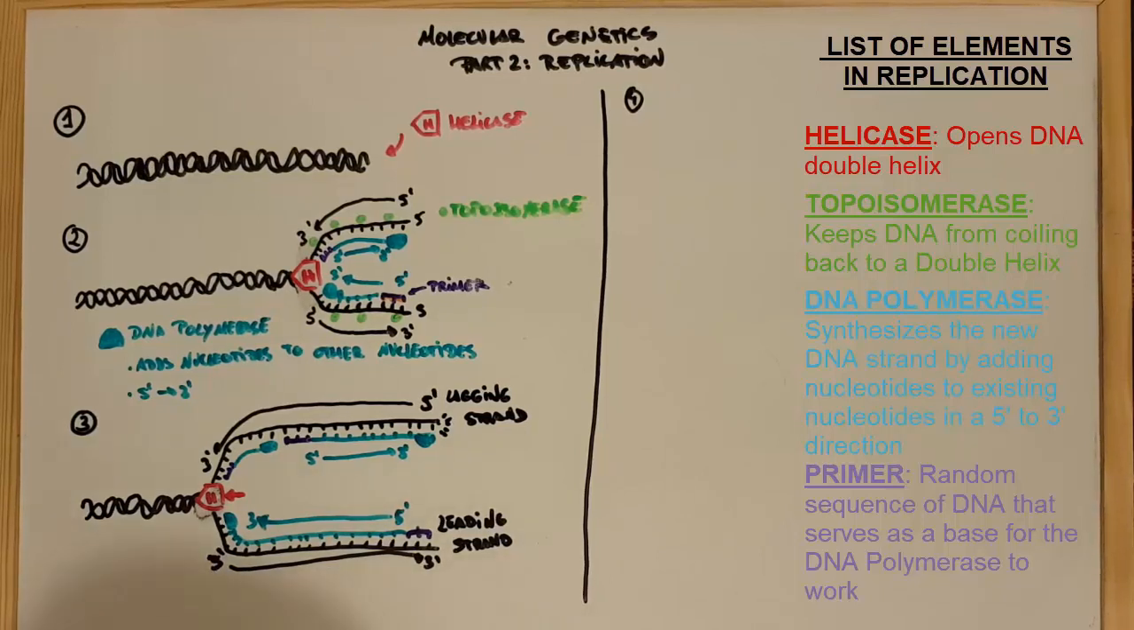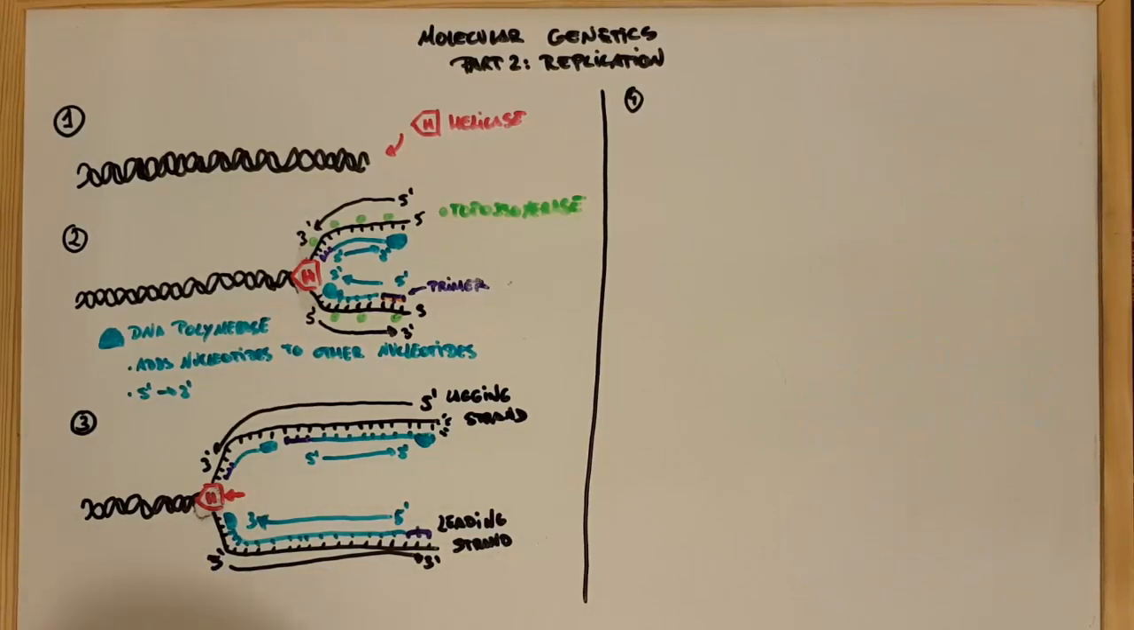In step number 4, the DNA is going to be fully opened, okay? What is going to happen? We're going to have the helicase joining a little bit of both strands, like this.